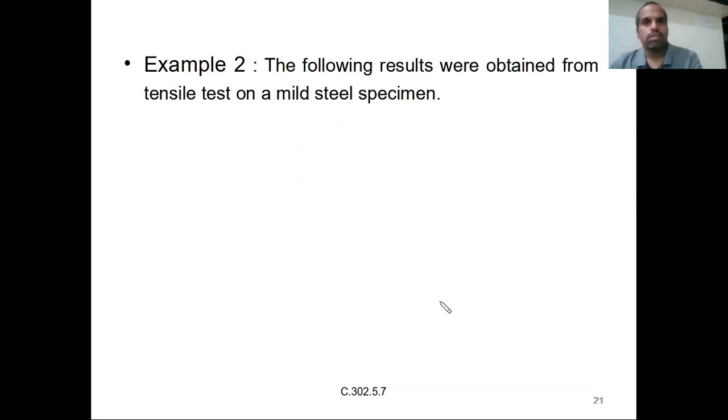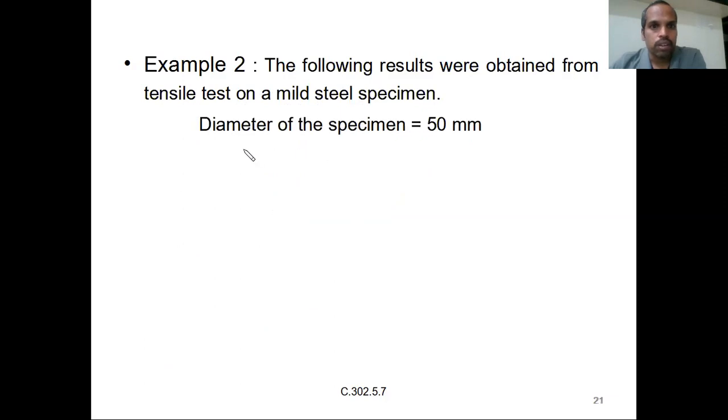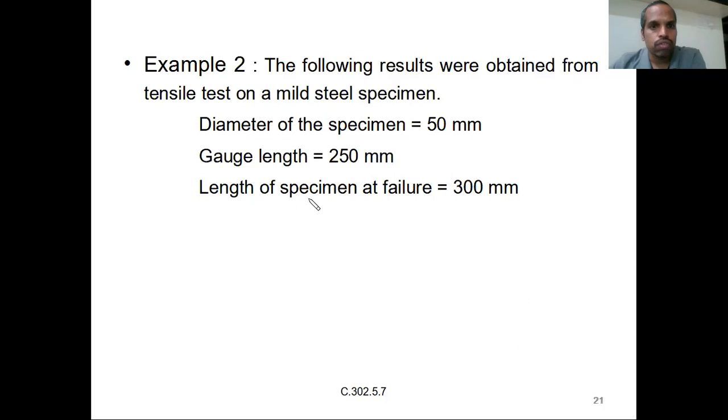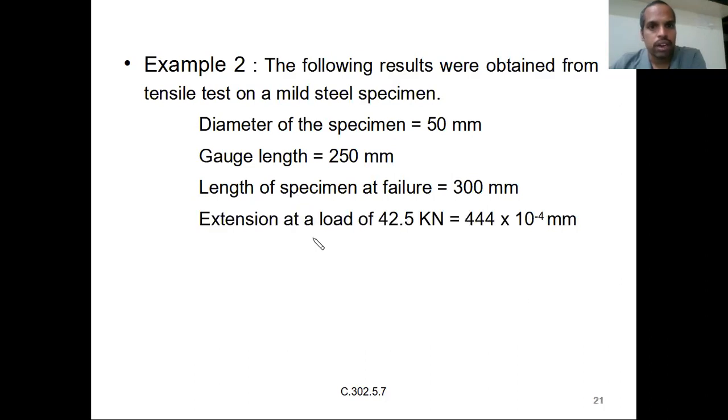Right. So this is how you have to calculate the change in different dimensions. Now let us see another problem. The following results were obtained from the tensile test on a mild steel specimen. The diameter of the specimen is 50 mm. Gauge length is 250. Length of specimen at failure 300.